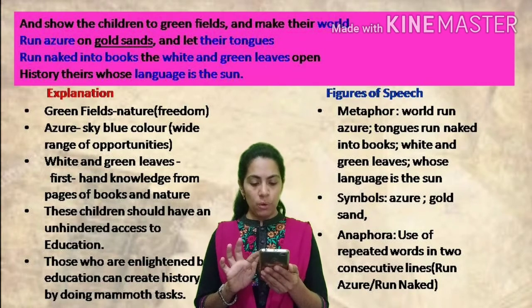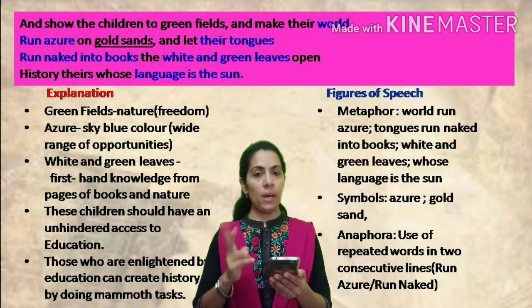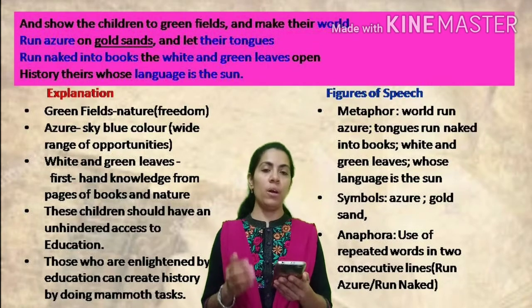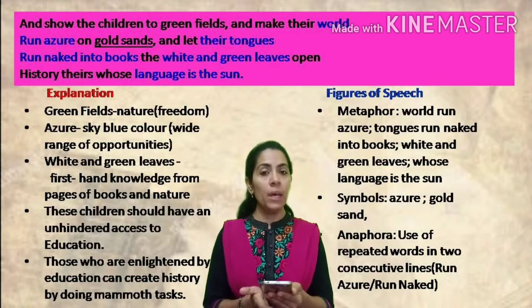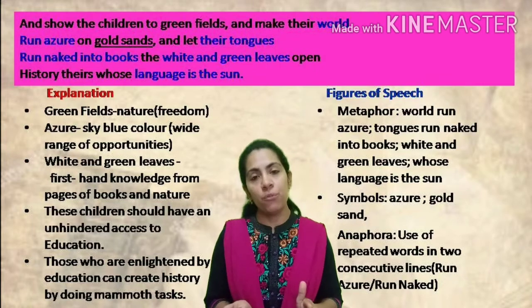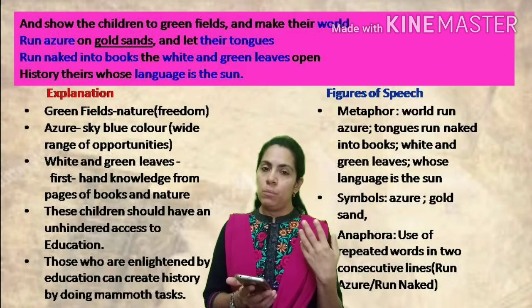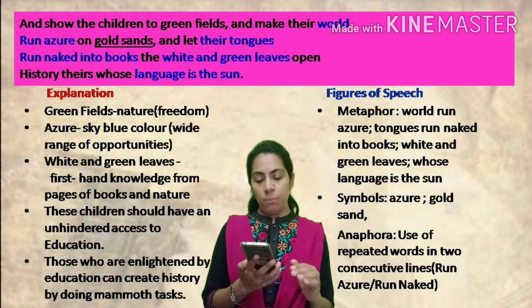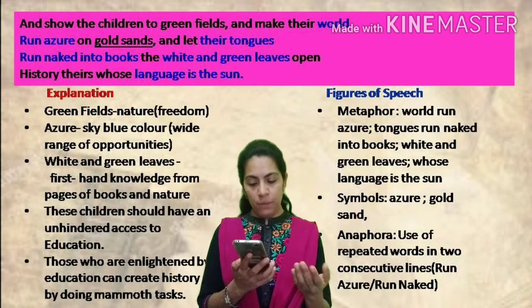Run azure on gold sand. So the sky and the ground that is golden, both are used in a metaphorical way. Here it means that their lives should be full of opportunities, and they should be leading a good life.